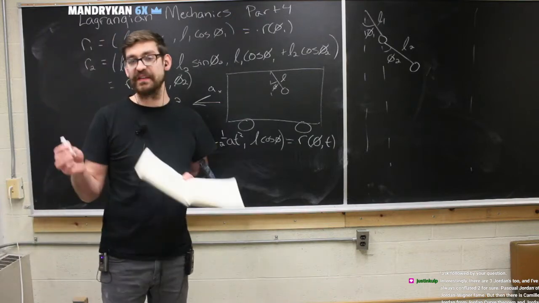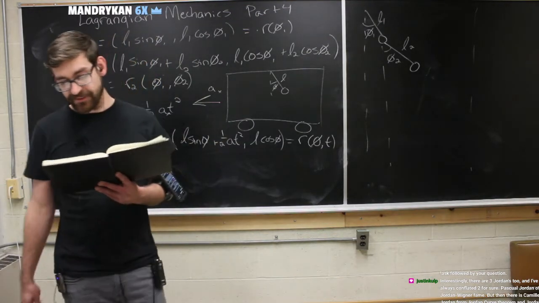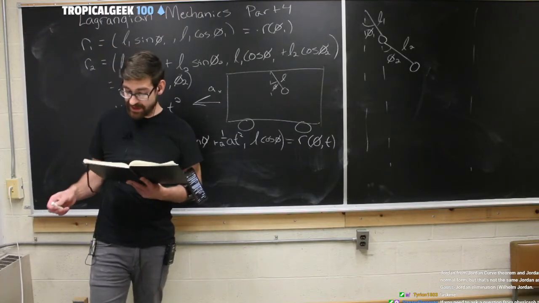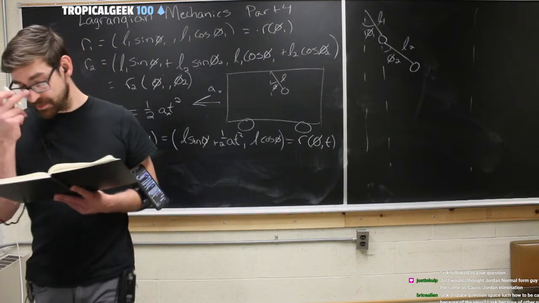So we're going to talk about degrees of freedom. Degrees of freedom are basically the number of coordinates that can independently vary in a small displacement.